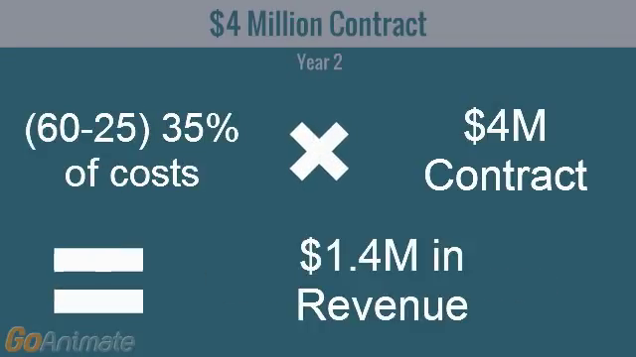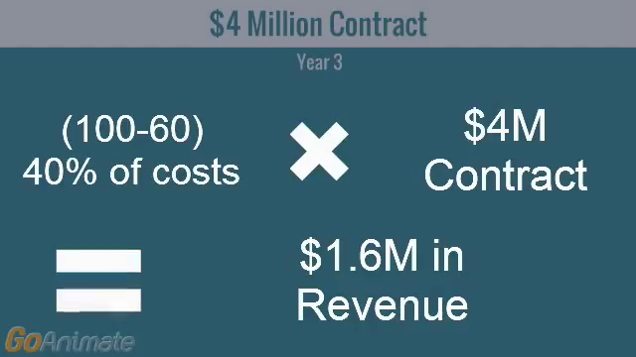The next year, we'll have 35% costs, and we'll have $1.4 million in revenue. And the last year, we'll have 40% costs, and we'll multiply that by our $4 million contract and recognize the last $1.6 million.